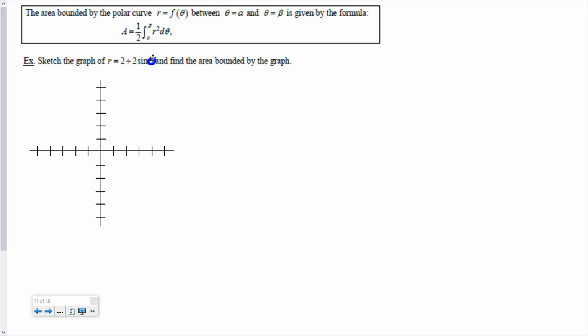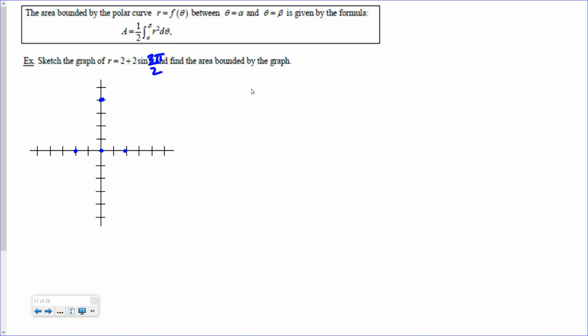I'm going to put in a 0 first, and this will be a 2. Then I'm going to put in pi over 2. Sine of pi over 2 is 1, so this is going to be 4. Then I'm going to put in pi. Sine of pi is 0, so this is going to be 2. And if I put in 3 pi over 2, that's going to be negative 1, so this will be 0.